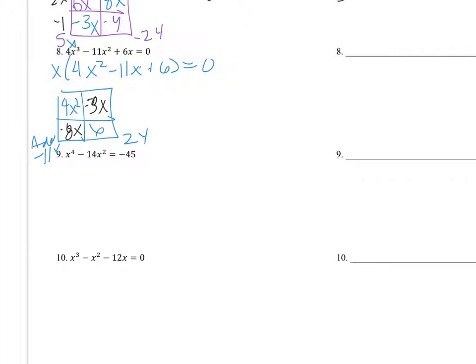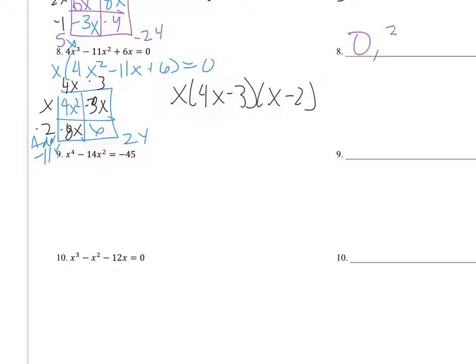So these have just an x in common, so I can take out the x. These have a negative 2 in common. These have a 4 and an x in common, so I can take out the 4x. And finally, these have a negative 3. So my x out in front, 4x minus 3, and x minus 2. So my answers would be 0, positive 3/4, and positive 2. That would give me 0. Here I'd have to add the 3 and then divide by 4. That's positive 3/4 and positive 2.